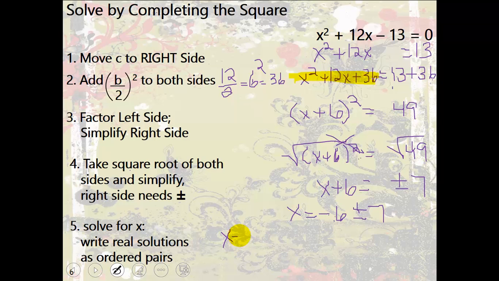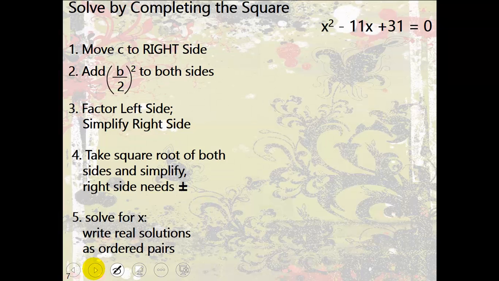So that means I get x is equal to negative 6 plus 7, and x is equal to negative 6 minus 7. So I get x is equal to, when I add those together, I'm just going to go straight to ordered pair because I'm running out of space here. So when I add those together, I get 1, 0. And when I add these together, I get negative 13, 0. Those are my two solutions. We're going to write real solutions, including ones that have radicals, as ordered pairs. We're going to write complex solutions just as x equals, all right?